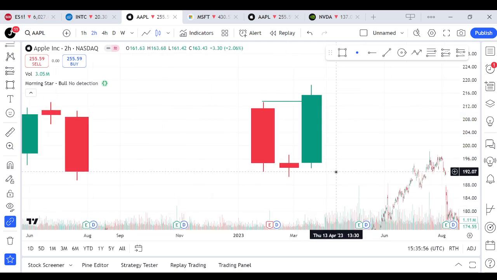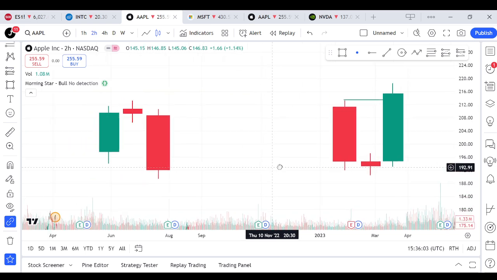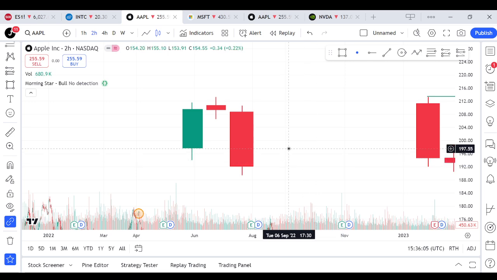So we're going to talk about the trading strategy in detail. But first, let's look at the next candlestick pattern, which is the evening star pattern. And this is it right here.